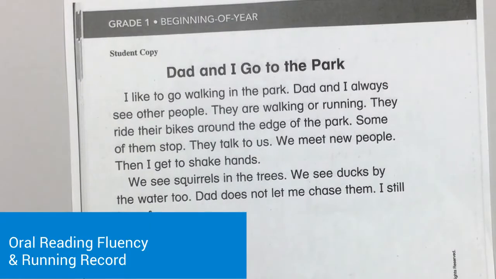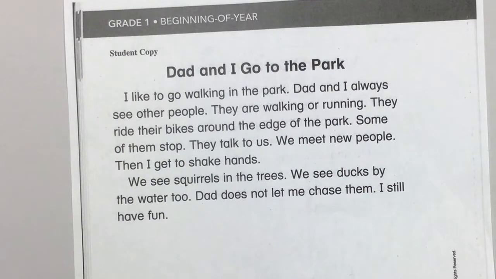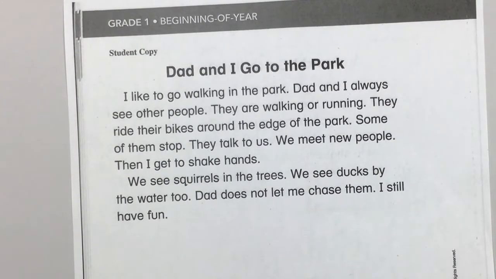This is the first grade oral reading fluency and running record. For first grade in the fall, we do not need to time it for words correct per minute. She will just be reading. I'll be taking a running record and get her score for accuracy. Diane, I'm going to have you read a passage, and when you're done reading, I'm going to ask you to tell me a little bit about what you read. It's called Dad and I Go to the Park.